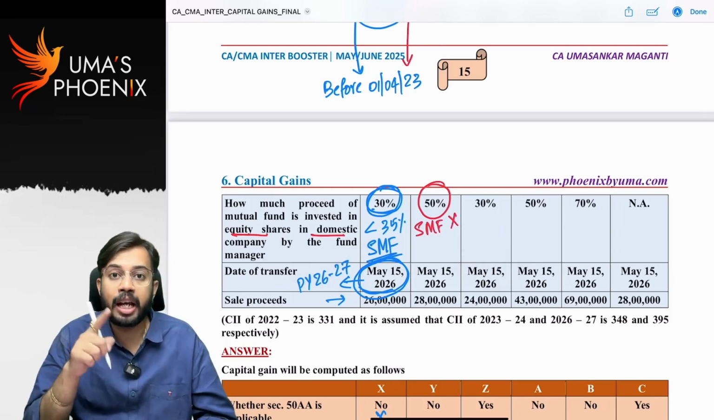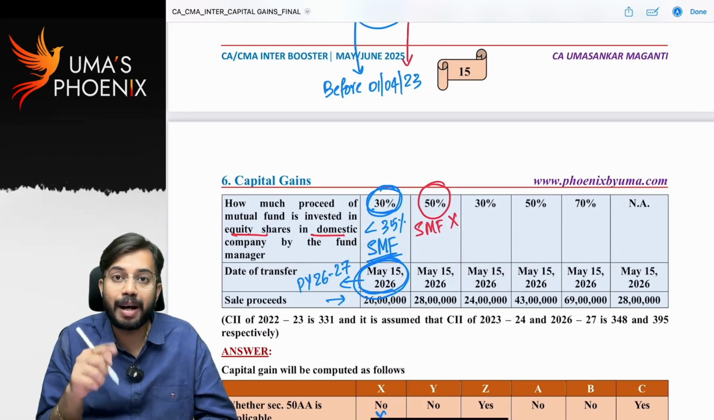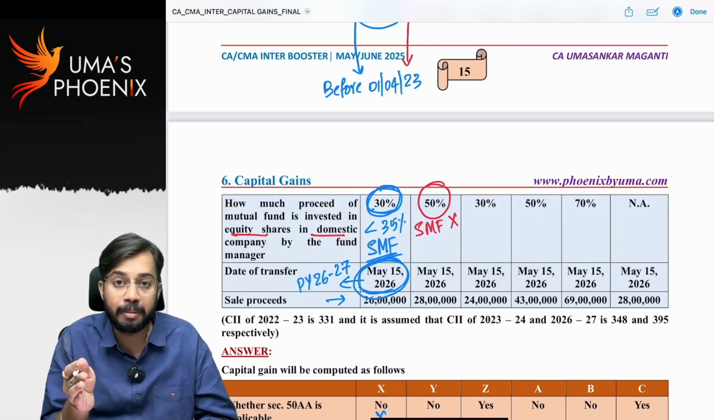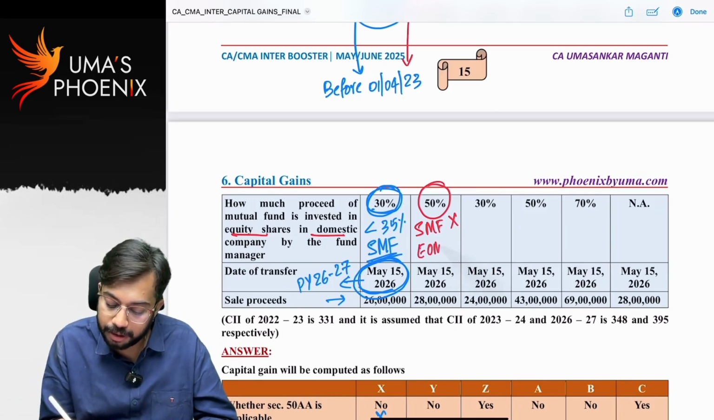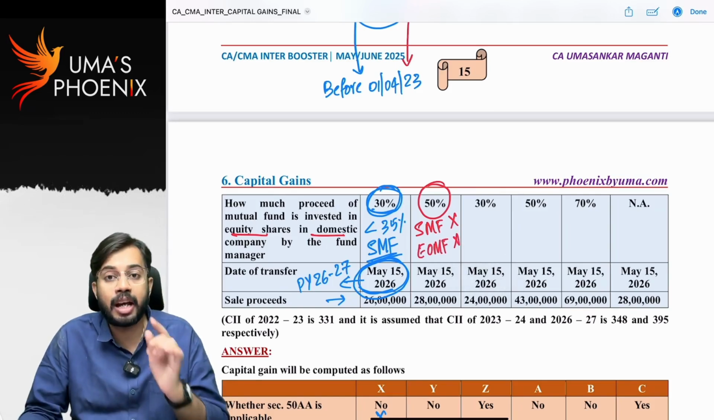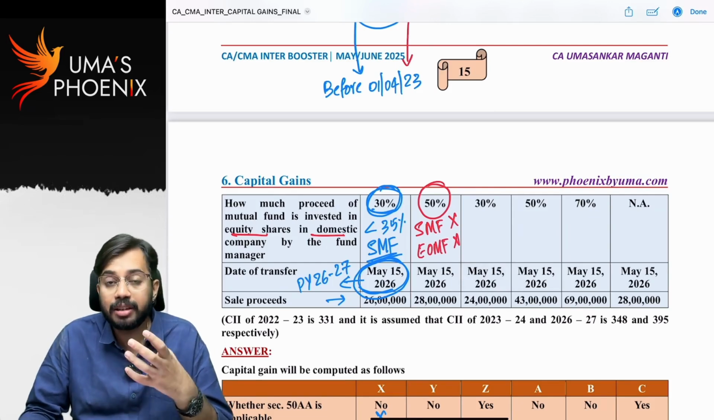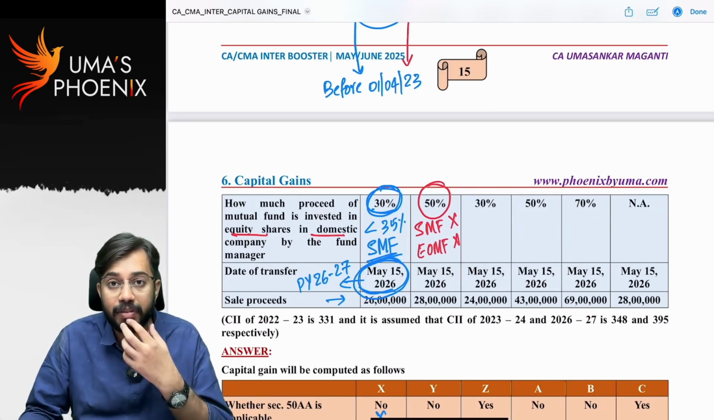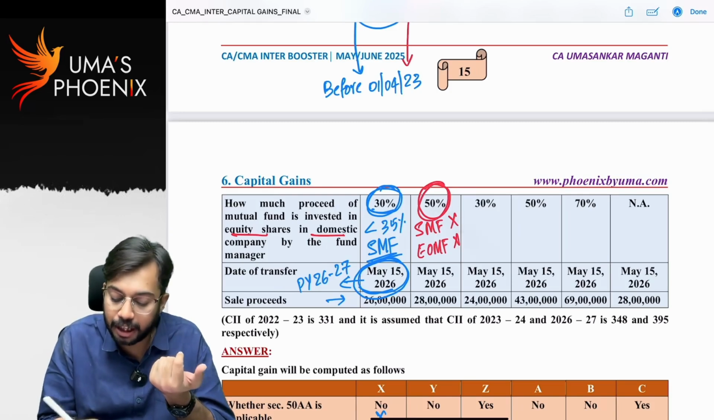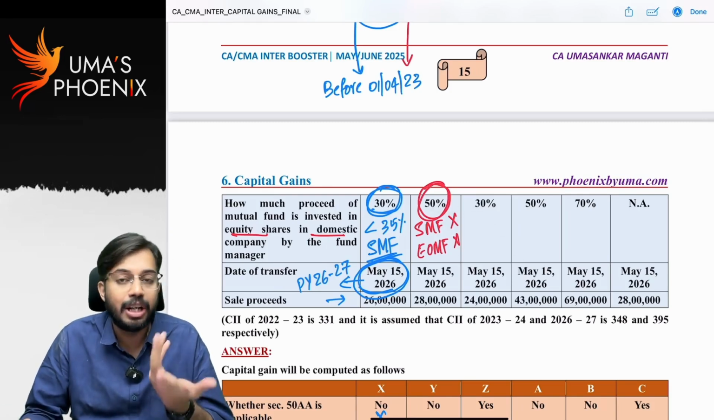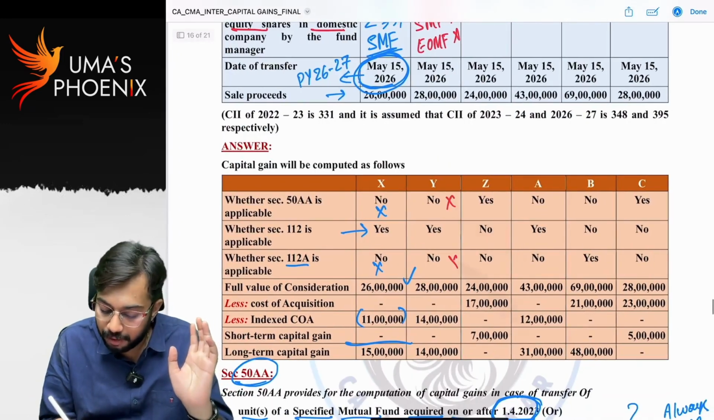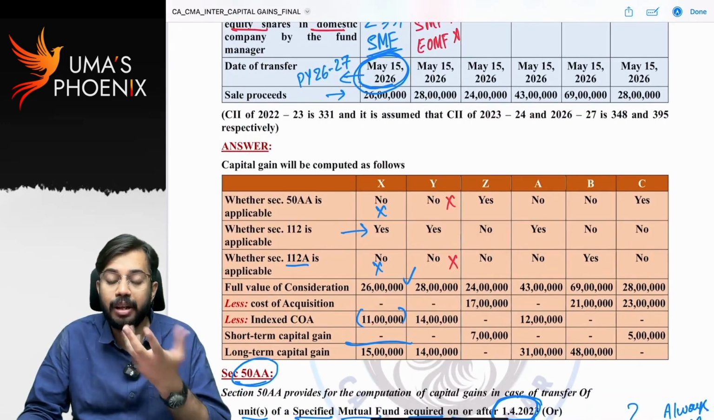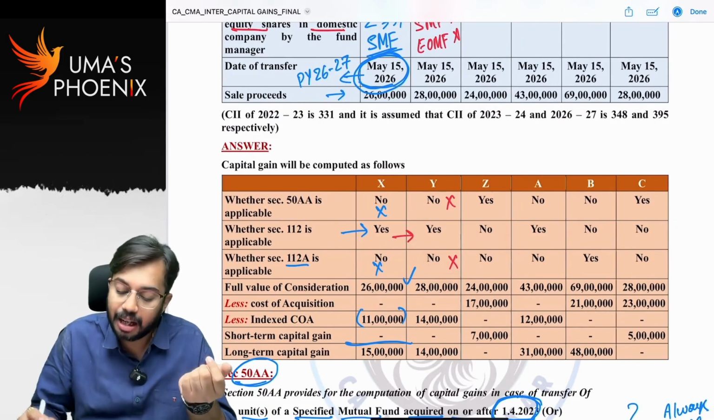No, you will call it as specified mutual fund only if percentage of investment is either 35% or less than 35%. Now, can you call it as equity oriented mutual fund? You cannot call it. To call it as equity oriented mutual fund, greater than 65% should be invested in equity shares. Here percentage of investment is only 50%. So it is not a specified mutual fund, it is not a equity oriented mutual fund. So 50AA is not applicable, 112A is also not applicable. In that case, section 112 is applicable.